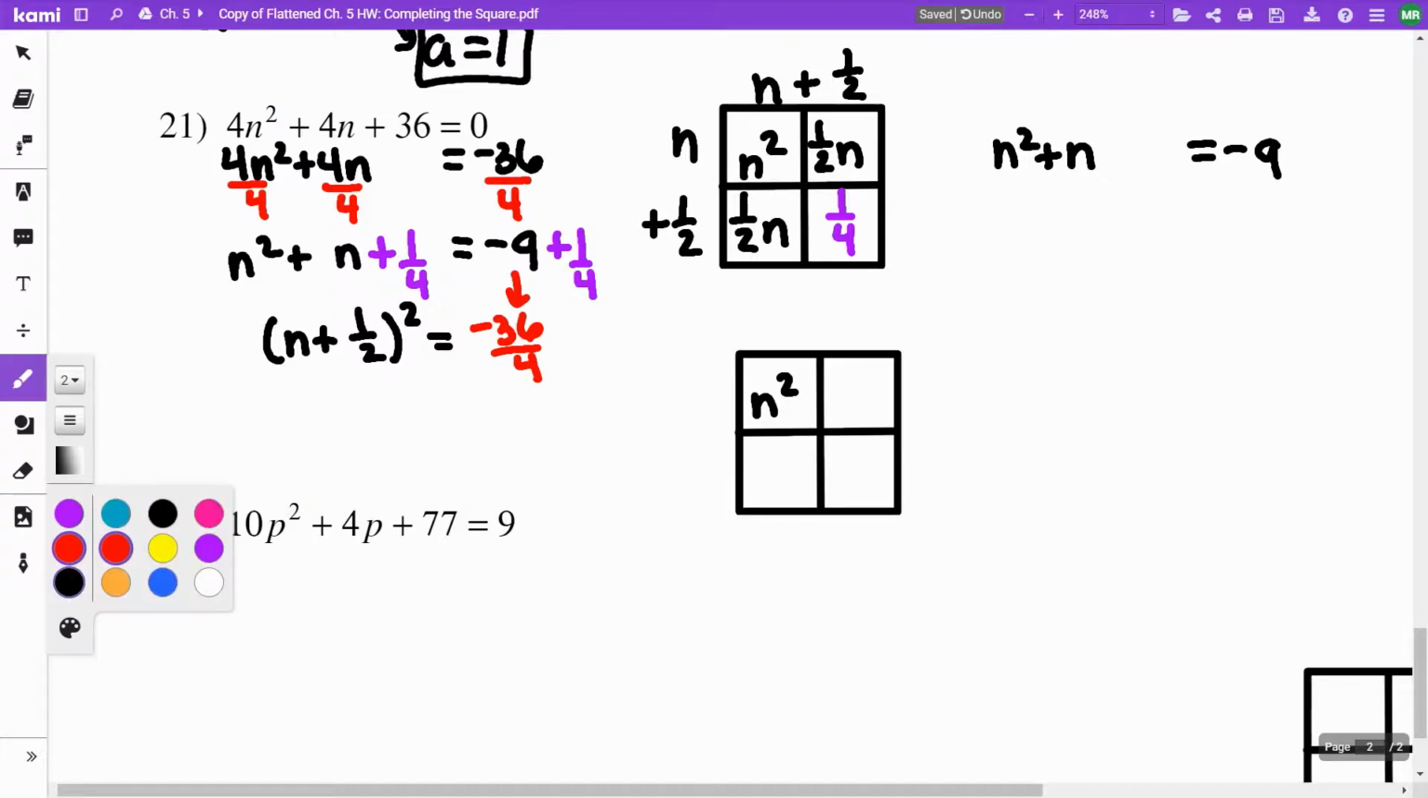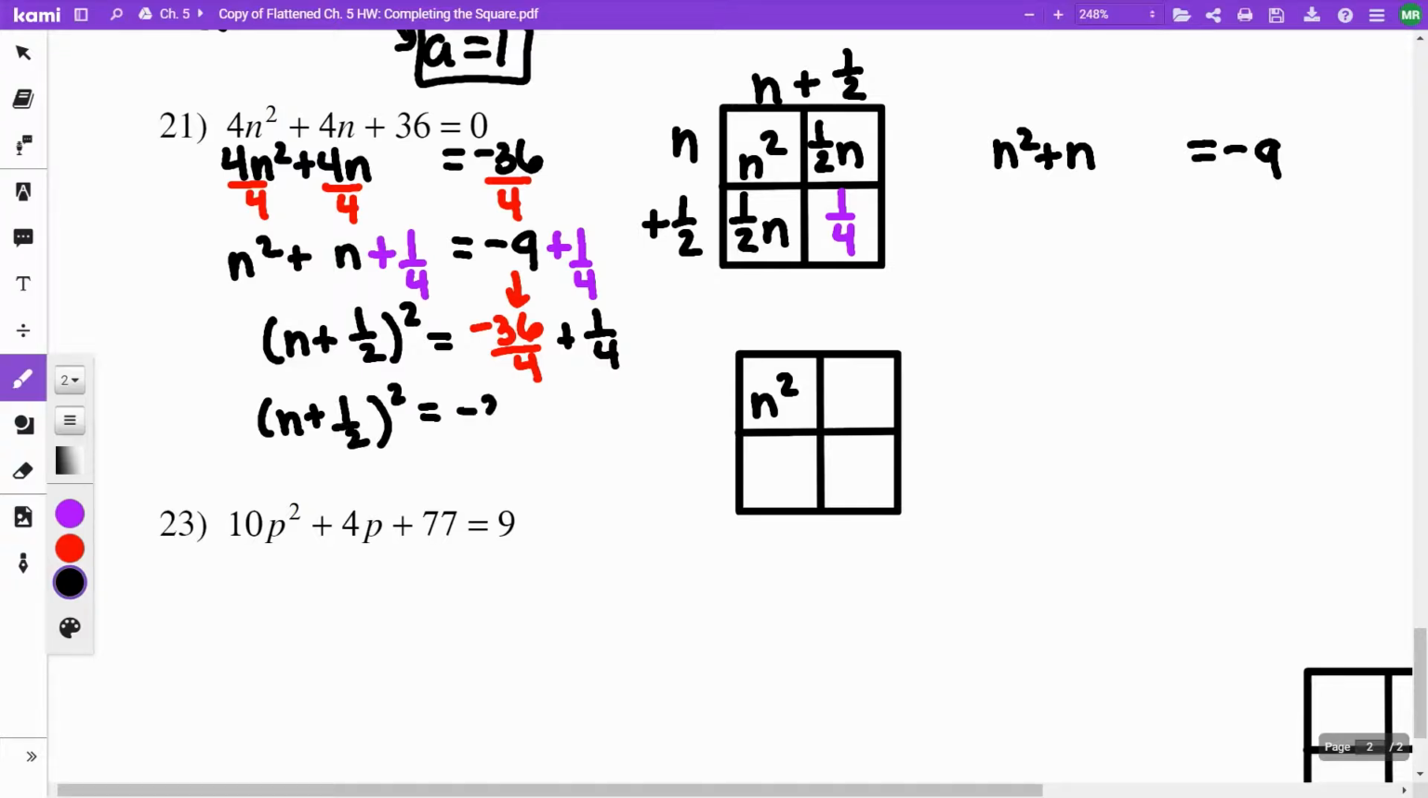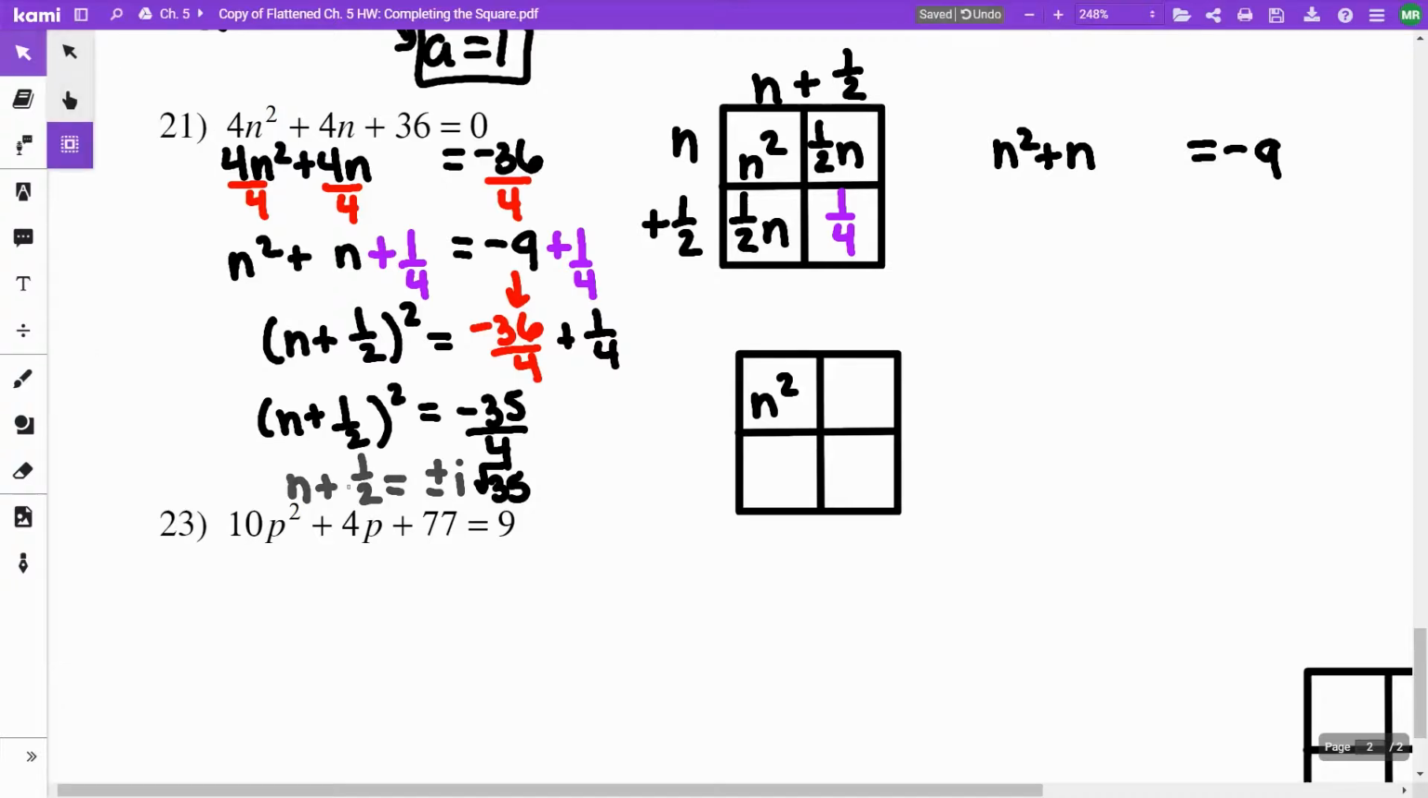I am going to be adding my 1/4. So I'm going to get an n plus 1/2 squared is equal to a negative 35 fourths. So I'm going to get an n plus 1/2 is equal to a positive and negative i, because it is a negative. And when I take the square root of 35, I get the square root of 35. Let me move this slightly.